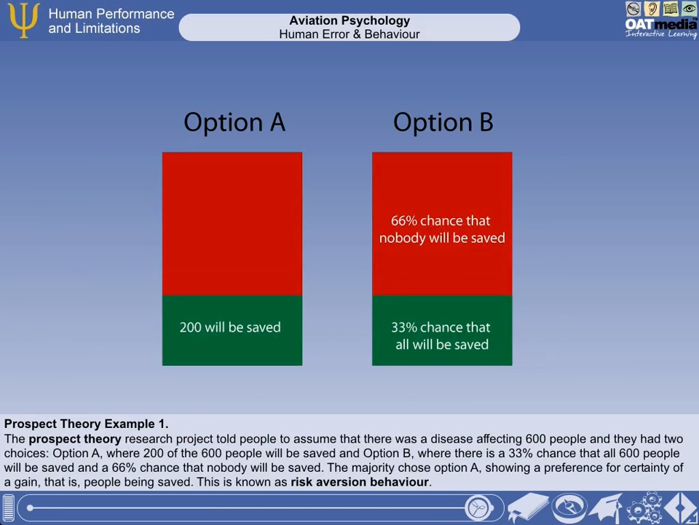The prospect theory research project told people to assume that there was a disease affecting 600 people, and they had two choices. Option A, where 200 of the 600 people will be saved, and option B, where there is a 33% chance that all 600 people will be saved, and a 66% chance that nobody will be saved. The majority chose option A, showing a preference for certainty of a gain, that is, people being saved. This is known as risk aversion behaviour.